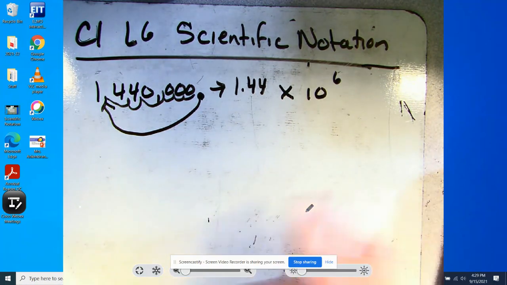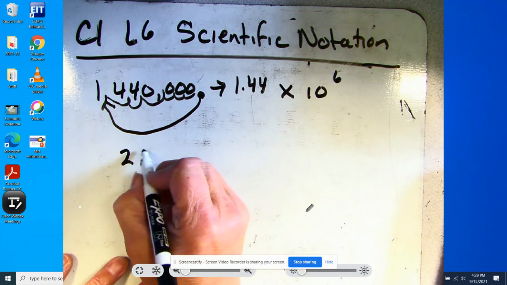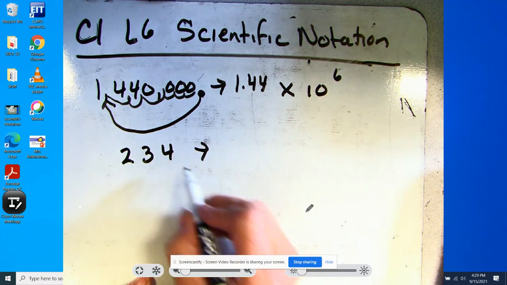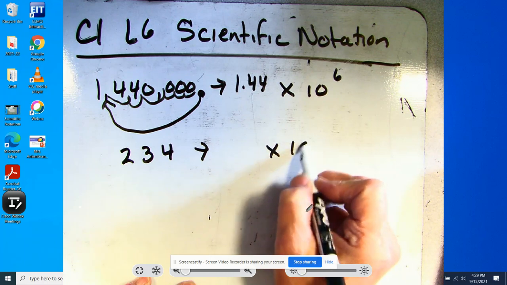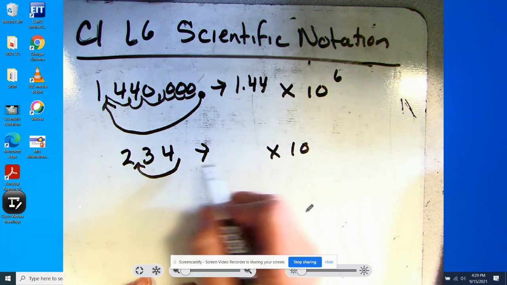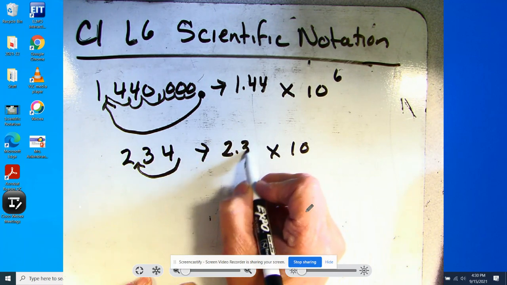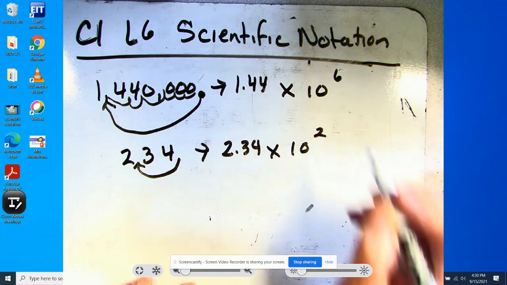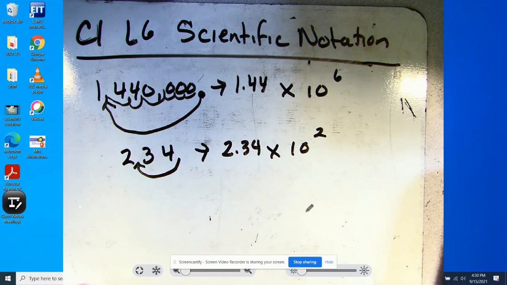Okay? So let's try that again. 2, 3, 4 as scientific notation would be times 10. We take the decimal from here, we move it to here. So that's going to give us 2.34. We move the decimal 1, 2 places. That would be to the power of 2.